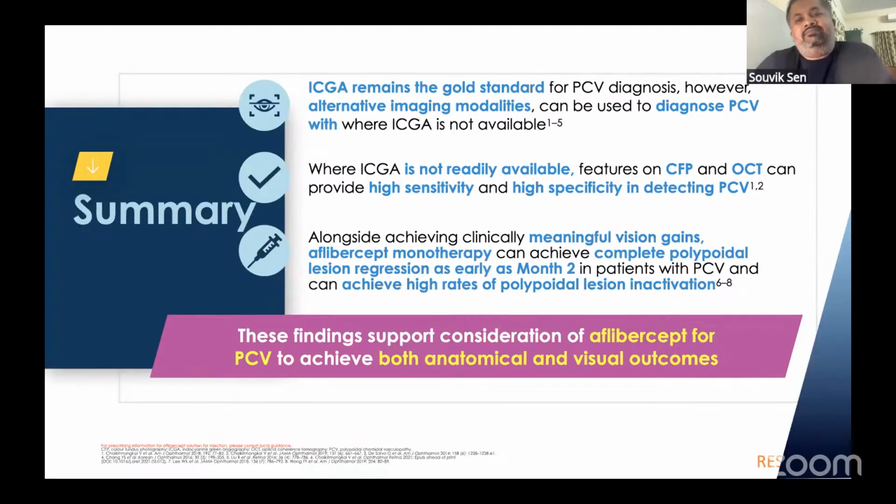So to sum up my presentation, ICGA remains the gold standard for PCV diagnosis. However, alternative imaging modalities can be used to diagnose PCV where ICGA is not readily available. Features of color fundus photo and OCT can provide high sensitivity and high specificity, as many varying studies showed in detecting IPCV. Alongside achieving clinically meaningful visual gains, aflibercept monotherapy can achieve complete polypoidal lesion regression as early as month 2 in patients with IPCV and can achieve high rates of polypoidal lesion inactivation. So these findings support consideration of aflibercept for IPCV to achieve both anatomical and visual outcomes.